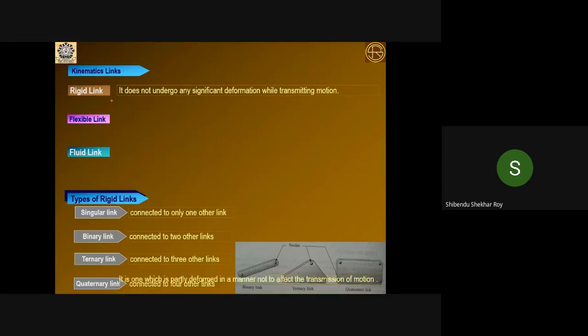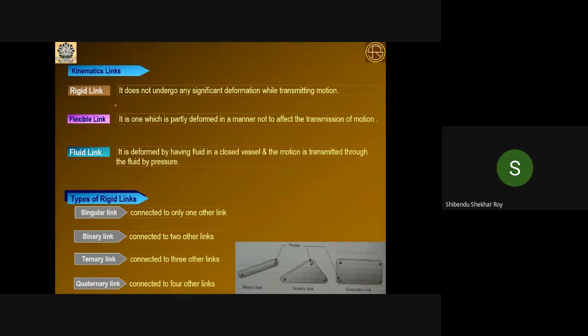There are flexible links also in mechanisms. A flexible link is one which is partly deformed in a manner not to affect the transmission of motion. For example, belt drive and chain drive are considered flexible links. There are fluid links also, such as fluid coupling.